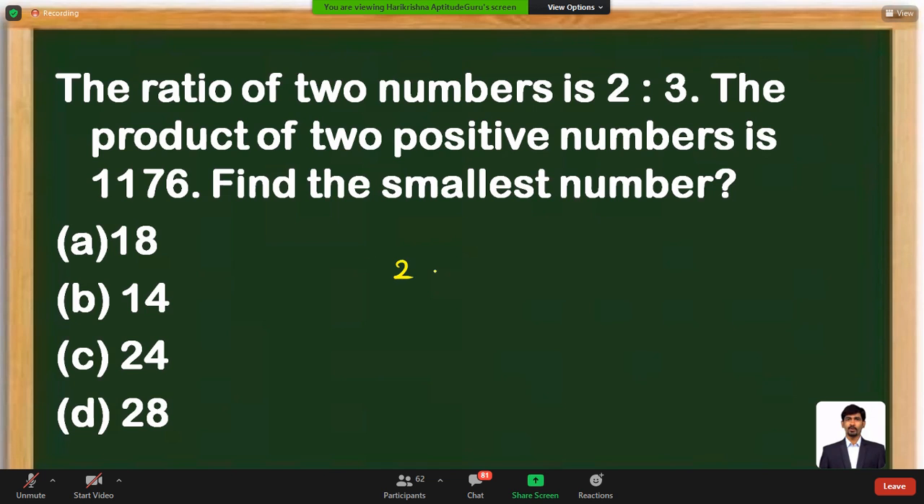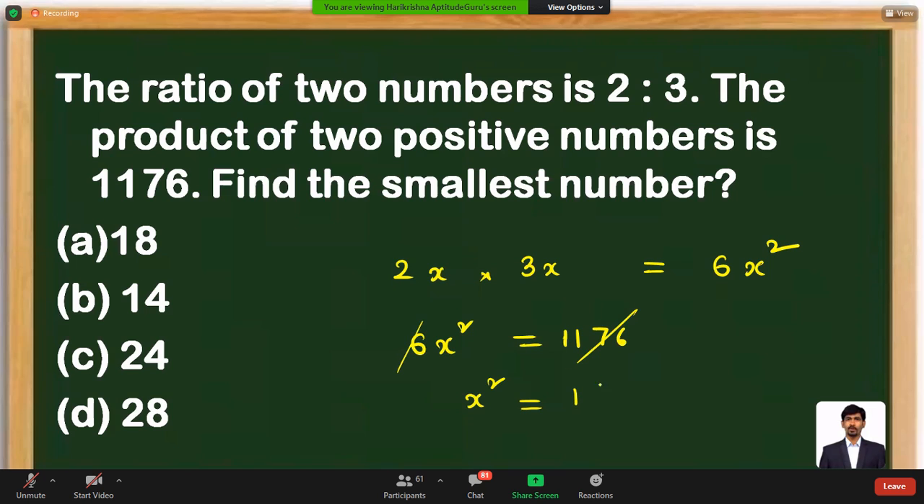Ratio of the two numbers is 2:3 means one is 2x, the other one is 3x. The product of this is going to be 6x, sorry, 6x square, because x into x is x square. So this 6x square value is going to be 1176. So what is smallest number is the question. From this x square value will be equal to.